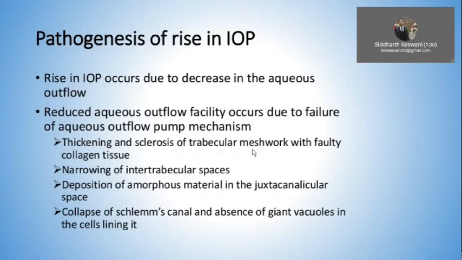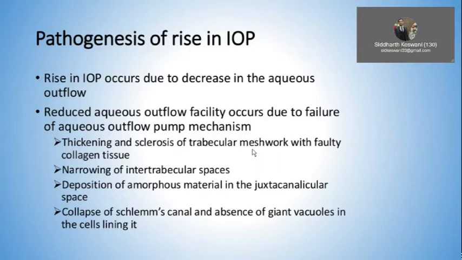So there are various theories that can coexist in the etiology. You need to understand that the most important risk factor for glaucoma is increased intraocular pressure, and intraocular pressure is a function of the production of the aqueous humor by the ciliary process, and its drainage is through the trabecular meshwork.